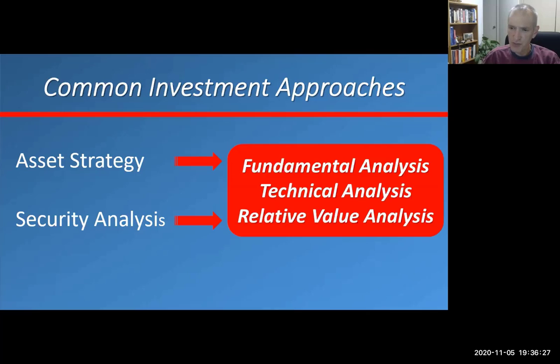But what we want to talk about is relative value analysis. You can do that for both an asset strategy or a security analysis. You can use it to figure out if you want to be in large cap stocks, European stocks, emerging market stocks. You can also use relative value analysis to figure out which particular stocks you want to buy. So what you're going to do is figure out if your stock is a good buy or not by comparing it on a relative basis to all the other stocks.